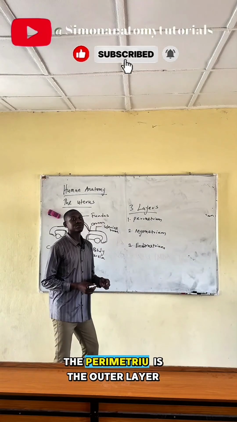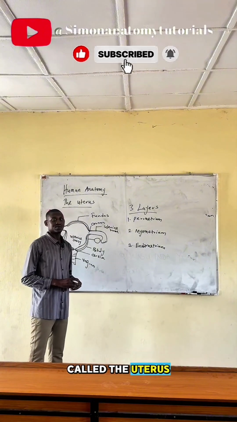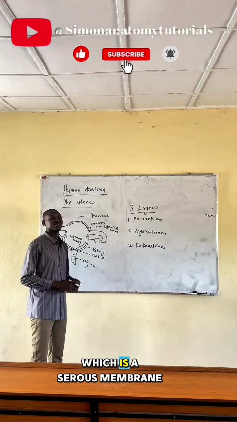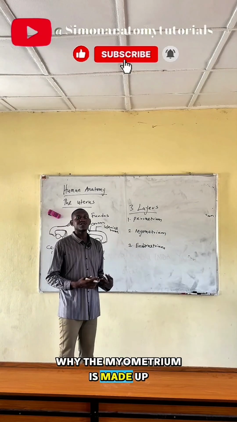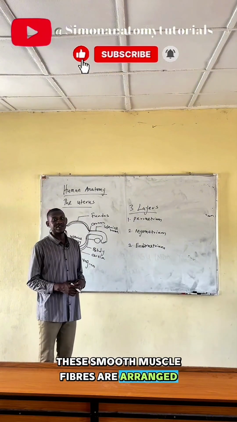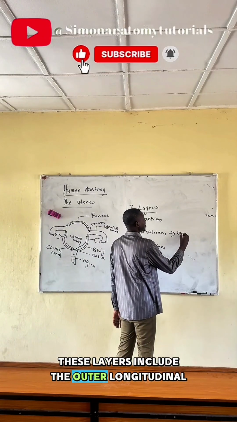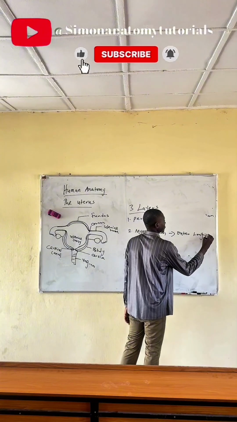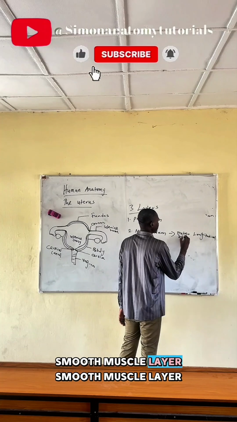The perimetrium is the outer layer of tissue surrounding the uterus. It is formed by the peritoneum, which is a serous membrane, while the myometrium is made up of smooth muscle fibers. These smooth muscle fibers are arranged in 3 layers. These layers include the outer longitudinal smooth muscle layer.